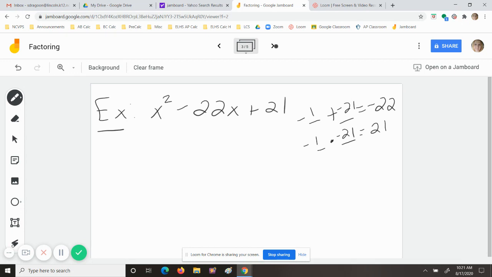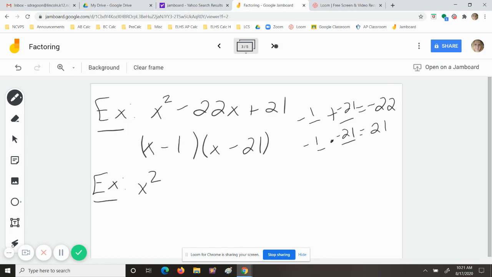So then again, remember, set up our parentheses, x's go first, and then we use our numbers with whatever sign we had. So both of these are negative, so we're going to have x minus 1 and x minus 21. Okay? All right, let's try another one.